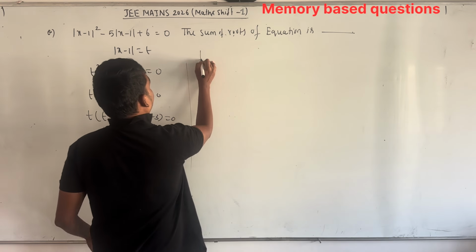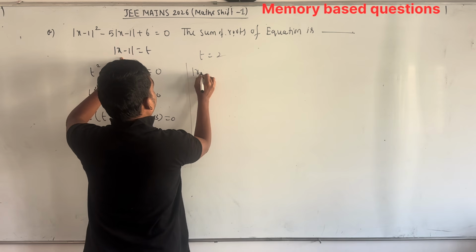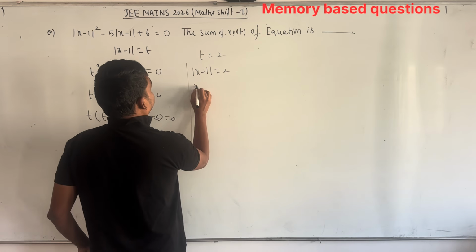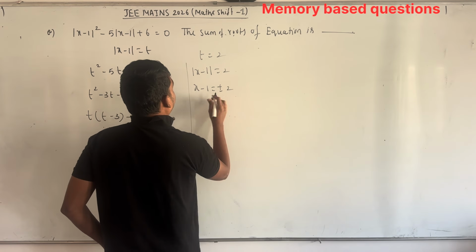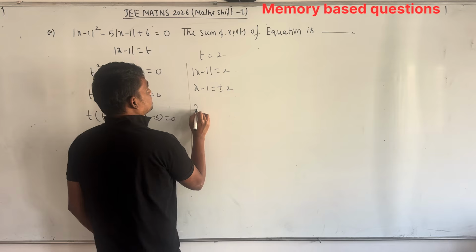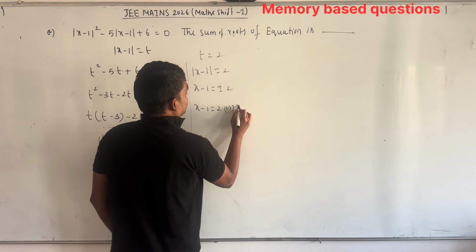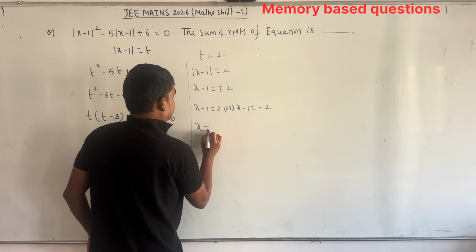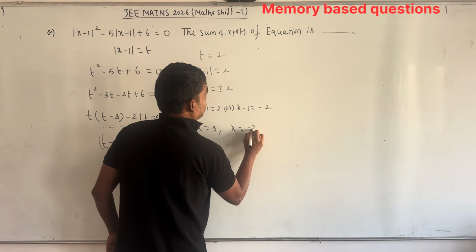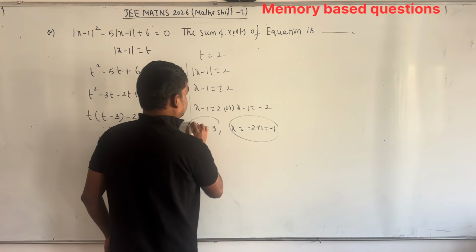So what is t equal to 2? We already know that t equals modulus of x minus 1. That is equal to, find out, x minus 1 equal to plus or minus 2. Modulus, so x minus 1 equal to 2 or x minus 1 equal to minus 2. From here x equal to 3, x equal to minus 2 plus 1, we got minus 1. So we got x equal to 3, minus 1.